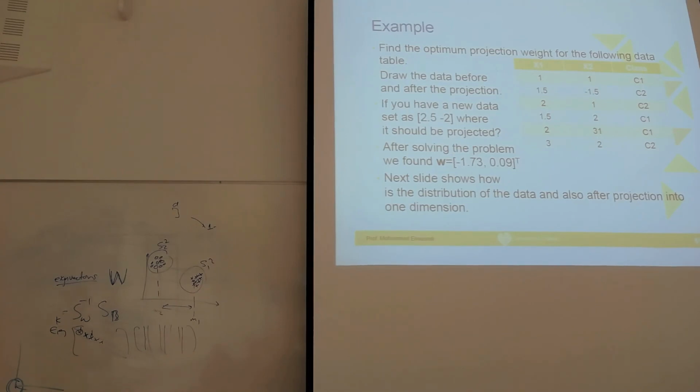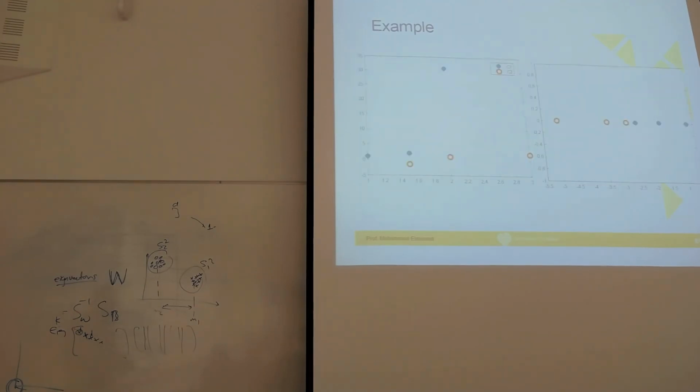Okay, so what we did here, we just compute the mean in each class. And then we compute also the covariance of each class, and we just apply the previous formula that we saw, and then we found that the optimum weight will be minus 1.73, 0.9. And when I made projection for this W over this data, you can see this is the original data. Class 1 is the blue, and the red one is class 2.